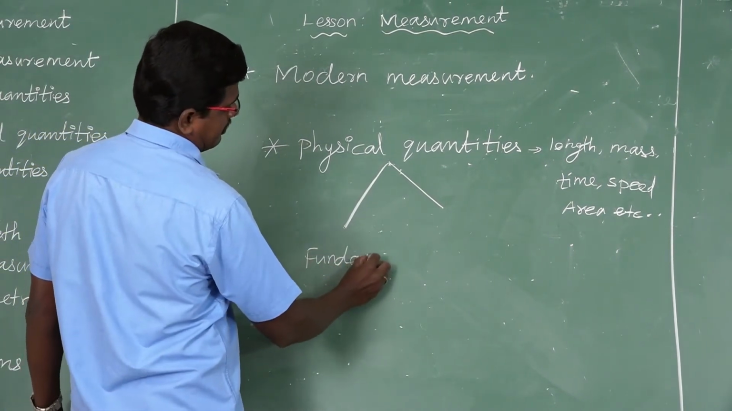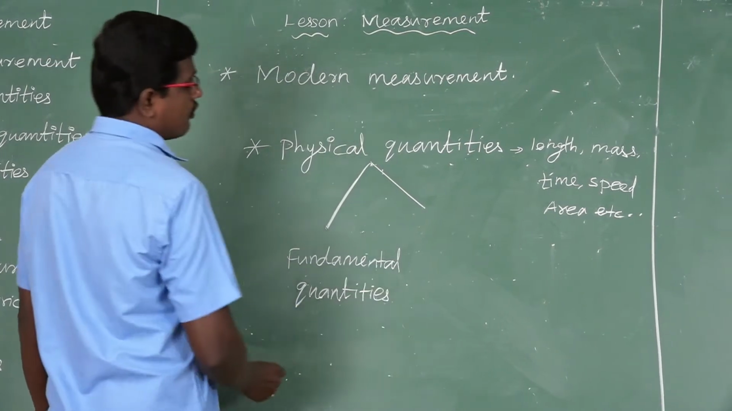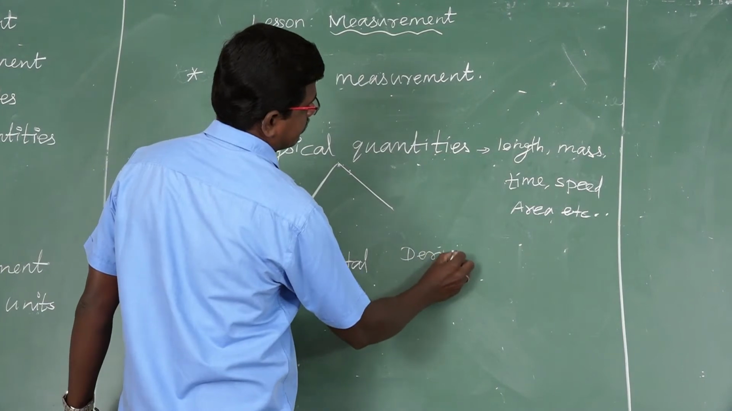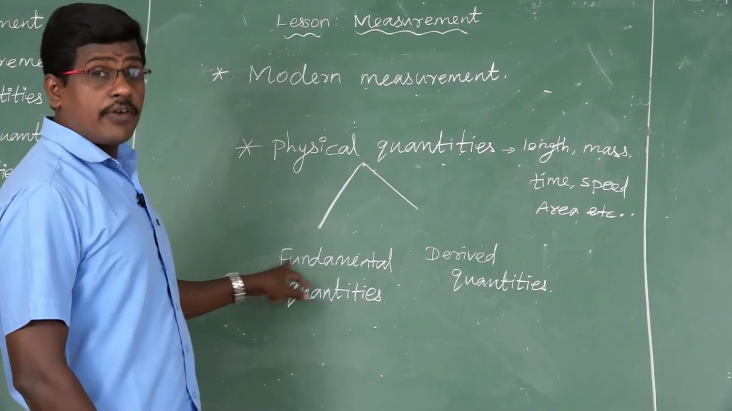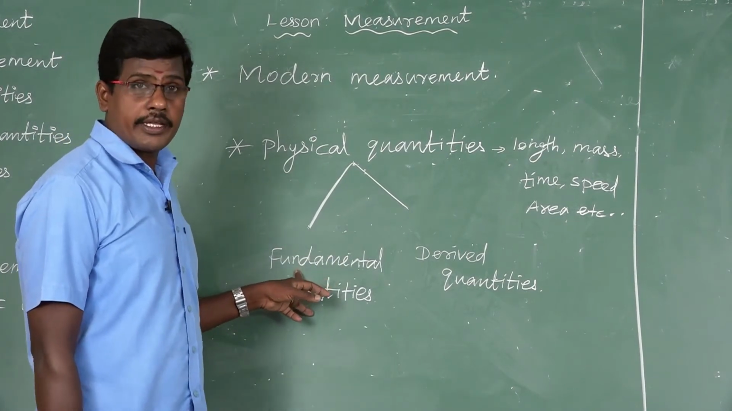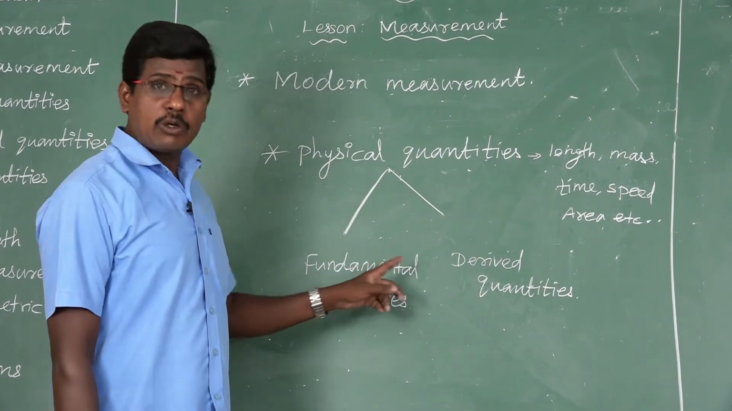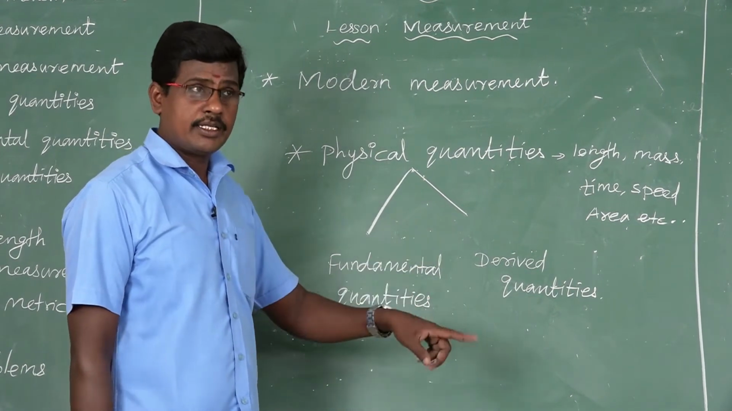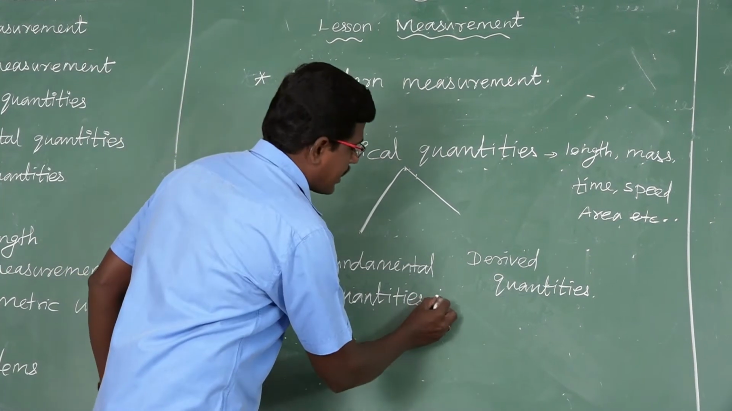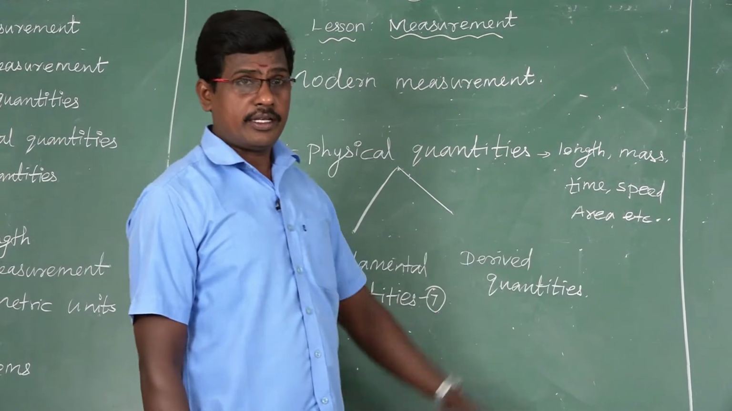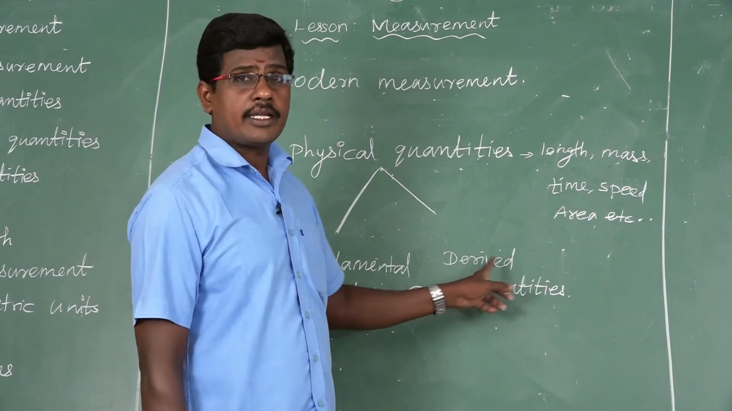What are fundamental quantities? Those quantities that do not depend on other quantities are called fundamental quantities. There are 7 fundamental quantities. What are derived quantities? Those quantities that depend on fundamental quantities are called derived quantities.